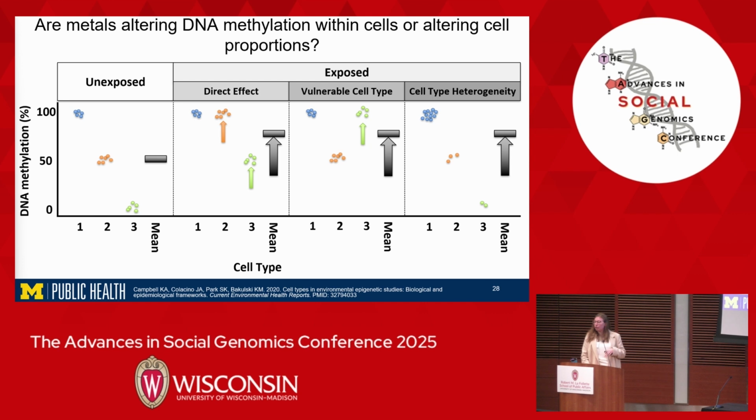Or we might imagine a scenario where there's no methylation changes at all. All of the cells' methylation states are staying exactly the same, but what we have is a shift in the proportion of the underlying cell types that are present. You might imagine that there's an inflammatory status happening, so the immune cells are making their way into the tissue. Maybe you're having fibrosis, so we're getting fibroblasts in the tissue instead of the other specialized cells.